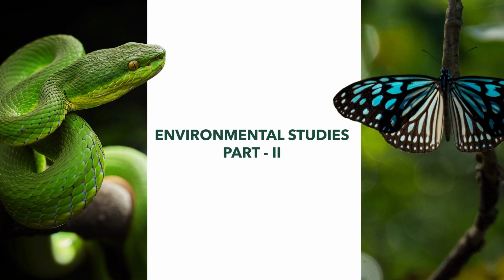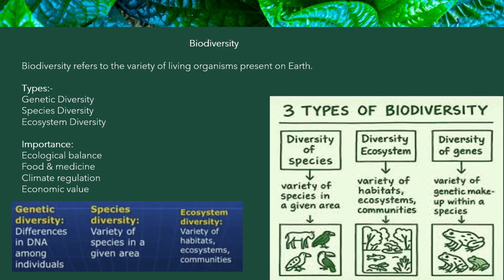Let's start. First of all, let's understand again what is biodiversity as it is the foundation when we are studying all of the various types of pollutions. First, we need to identify and also understand what biodiversity is. It basically refers to the variety of living organisms that are present on Earth. There are three types: genetic, species, and ecosystem.